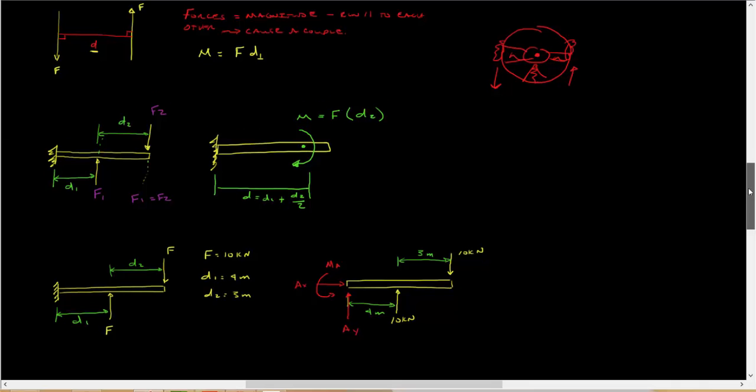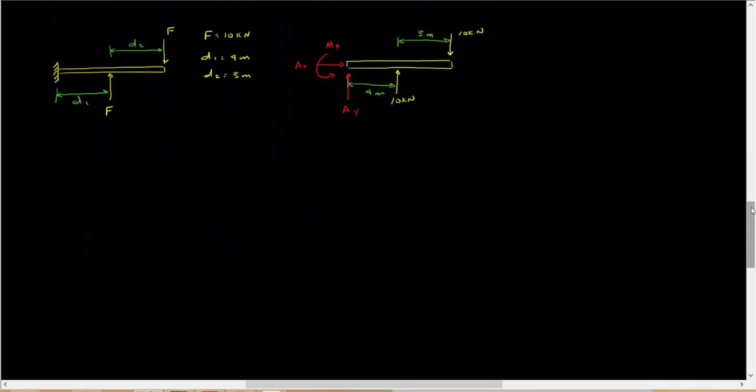Okay, so let's throw some numbers on this beam. I've got a beam here. I've got D1, D2. I've got my forces that are each 10 kilonewtons. So this distance here is going to be 4 meters. And this distance here is going to be 3 meters.